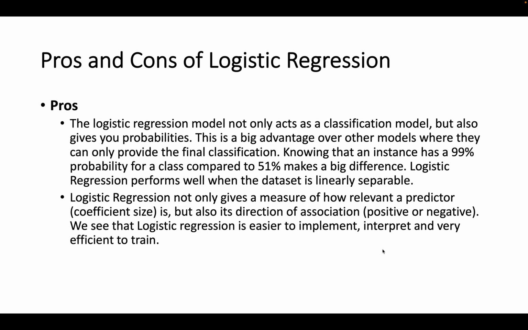Take SVM. In SVM you only get the final output, that this is cluster 1 and this is cluster 2. But in logistic regression you also have probabilities along with the classification. Knowing that an instance has 99% probability for a class compared to 51% makes a difference. Obviously, knowing the probability is 99% compared to 51% makes a big difference.